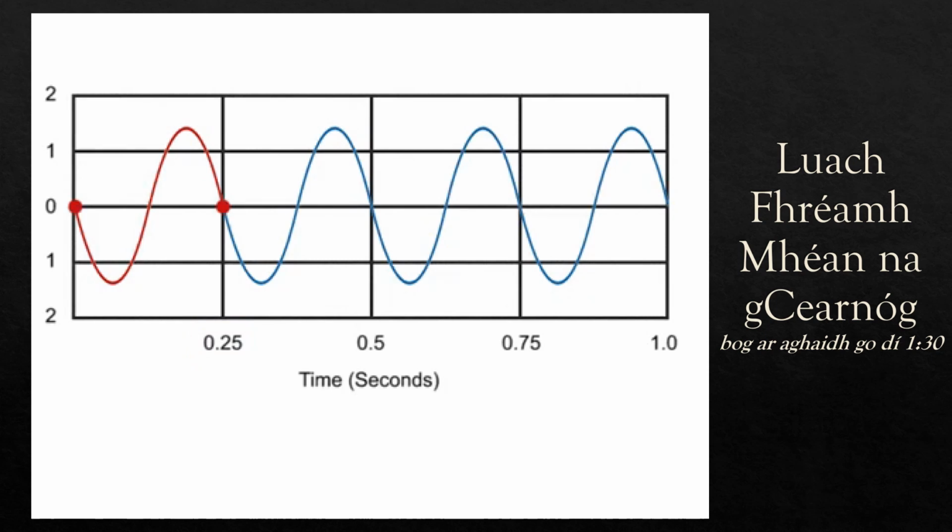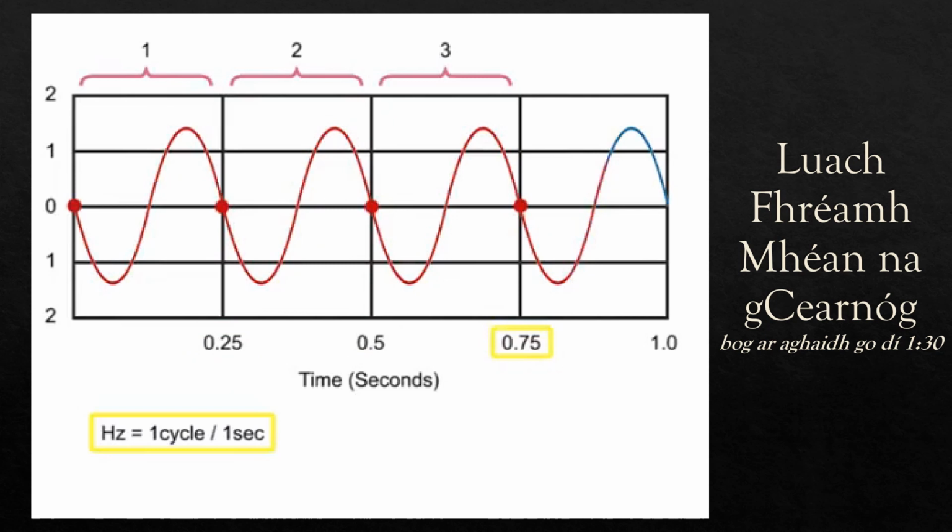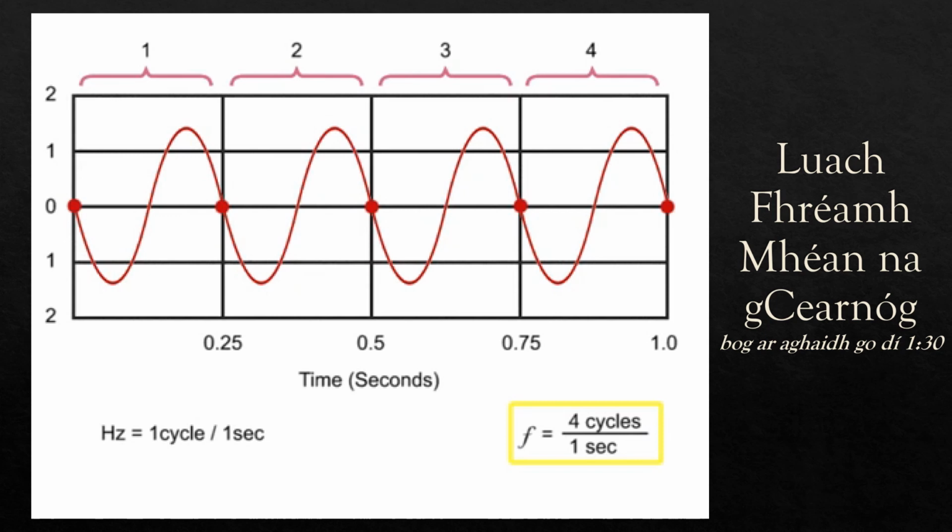The unit of measurement of wave frequency is called hertz. A hertz is equal to the number of wave cycles occurring in 1 second. For this wave, there are 4 cycles in 1 second. Given that frequency is 1/t, or 1 over the period, then the frequency is 4 cycles in 1 second, or 4 hertz.